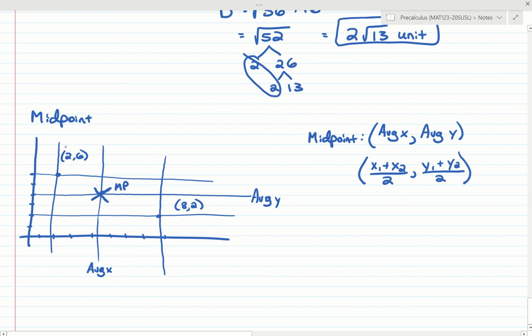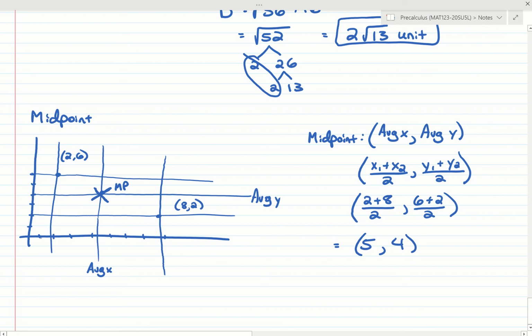1 point was 2, 6. So I'm going to add up 2 and 8, divide by 2. And I'm going to add up the two y values, 6 plus 2, and divide by 2. So the midpoint for these 2 points, 10 divided by 2 is 5. 8 divided by 2 is 4. That would be the midpoint.